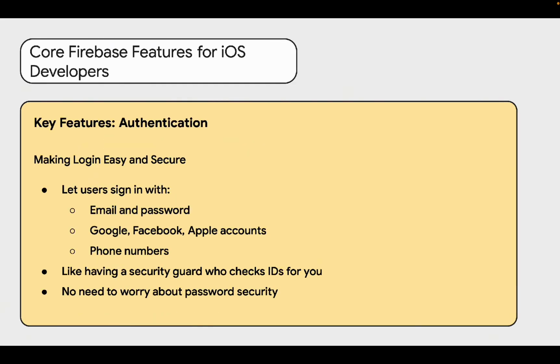Now, what are the core features? I'm discussing the core features for mobile and web. These features can be found anywhere, either iOS, Android or web. Authentication is one of the particular features that can be found there, making login easy and secure. Let users sign in with email and password. We have an SDK API for email and password. We have Google, Facebook, and Apple account login. We have phone number login.